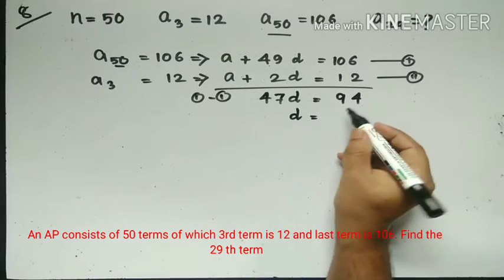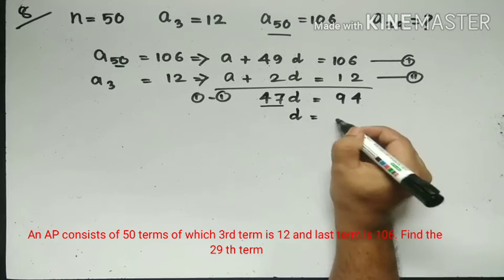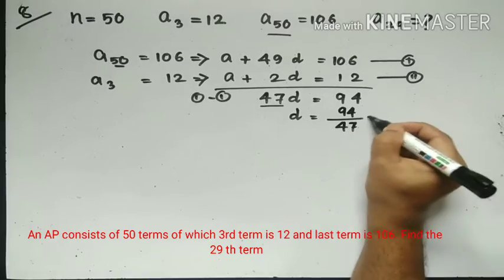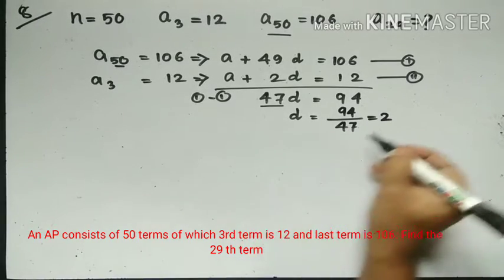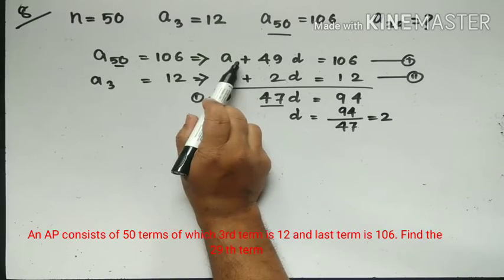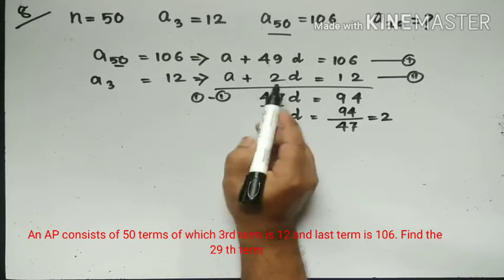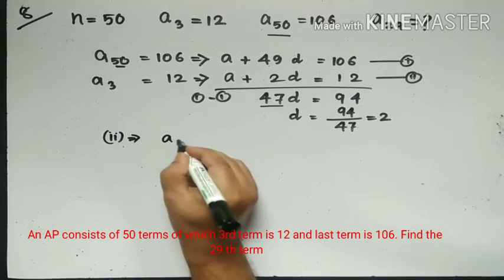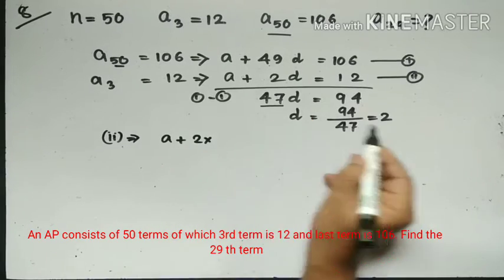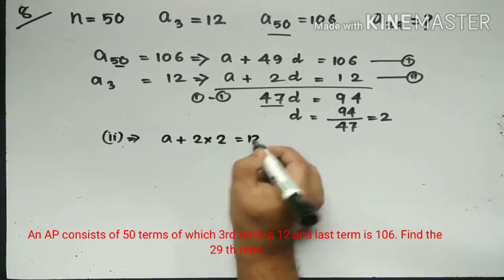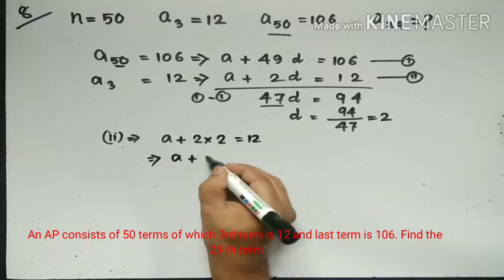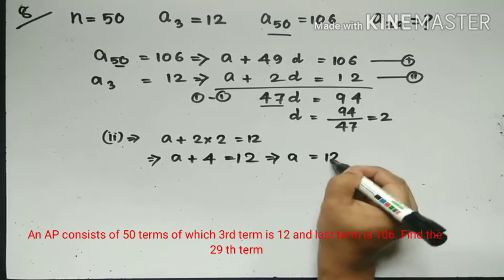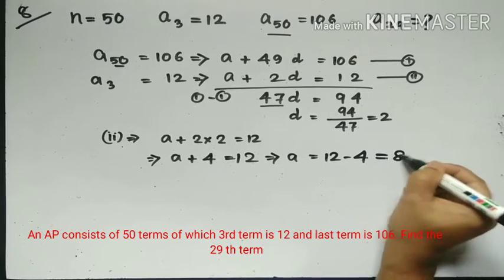So the value of D will be, since it is multiplied, 47 will come down, so 94 by 47, which is 2. Now I'll put the value of D either in equation 1 or equation 2. Equation 2 is easier, that's why I will put it in equation 2. A plus 2, instead of D we put 2, equal to 12. That means A plus 4 will be equal to 12. So the value of A equals 12 minus 4, which is equal to 8.